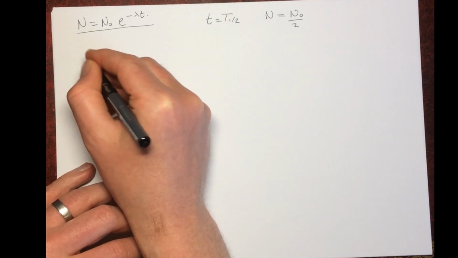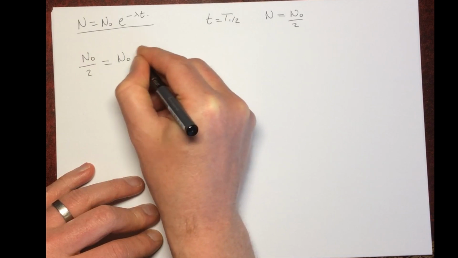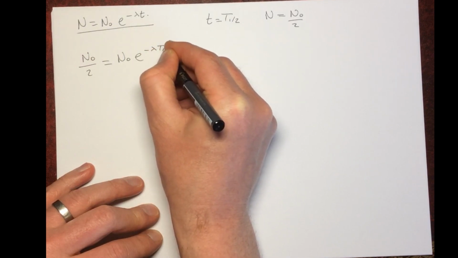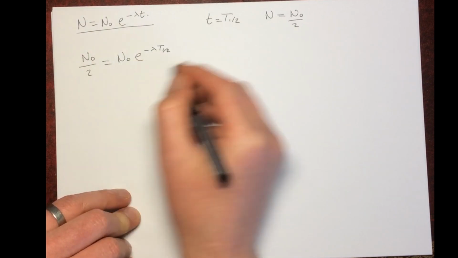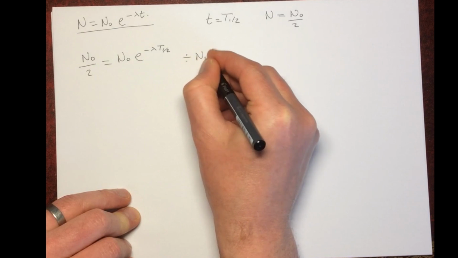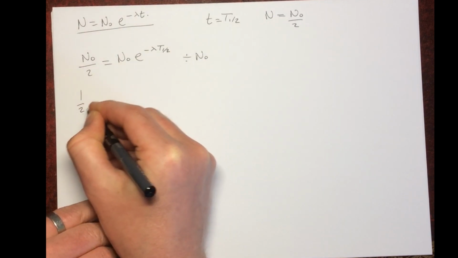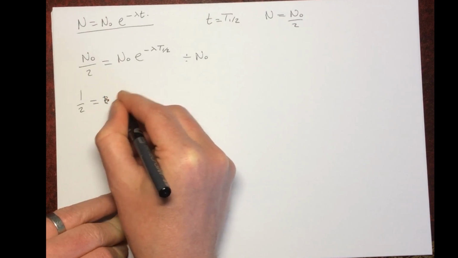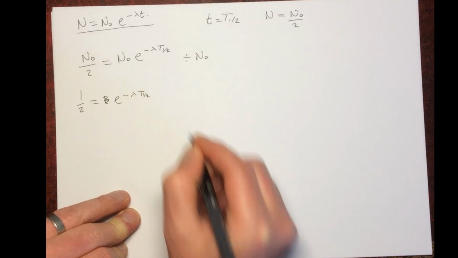So we get N naught over 2 equals N naught e to the minus lambda t half. Now we can divide both sides, divide through by N naught, and we're going to get a half equals e to the minus lambda t half.